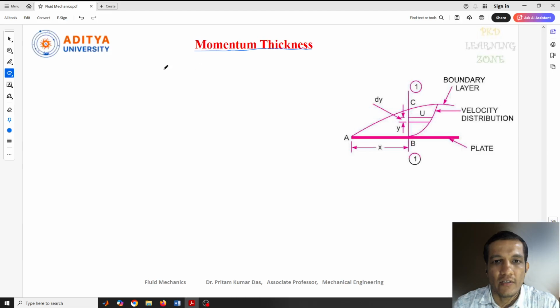Before deriving this concept, let me give a slight hint of what we discussed previously and how it is similar. With the definition we can identify the similarity. First of all, the momentum thickness is denoted by the symbol theta. In the displacement thickness, we saw that it was denoted by delta star. Delta star is the displacement thickness, and delta is the boundary layer thickness. Now theta is the momentum thickness.